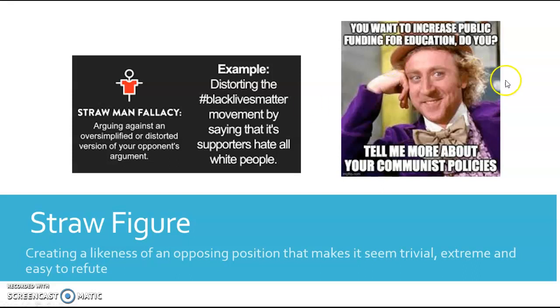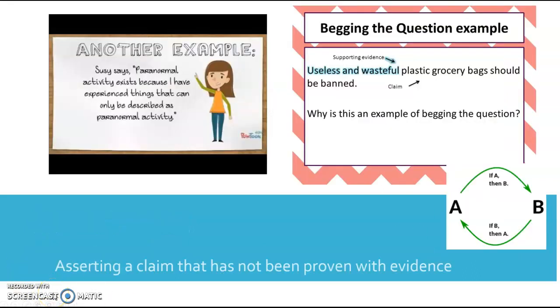Another example on the right: you want to increase public funding for education, do you? Tell me more about your communist policies. So essentially the straw man here is communism. If you are for increasing funding for education, you are supporting communist positions. These are examples of straw man fallacies, again, an oversimplified or distorted version of the argument.